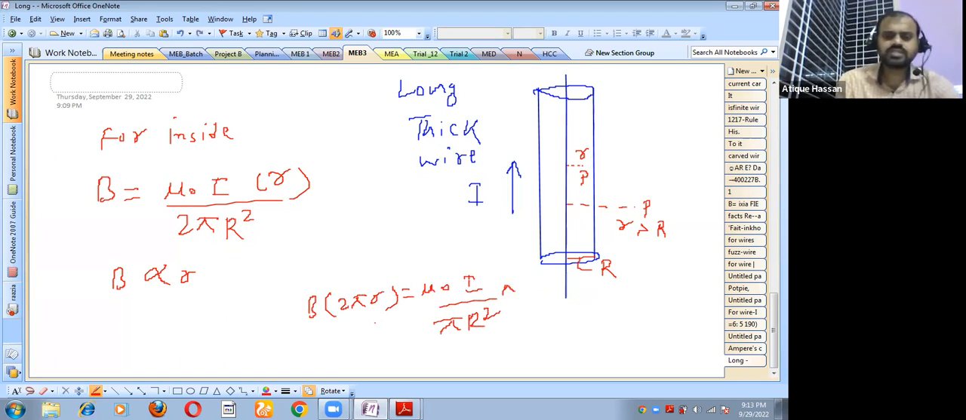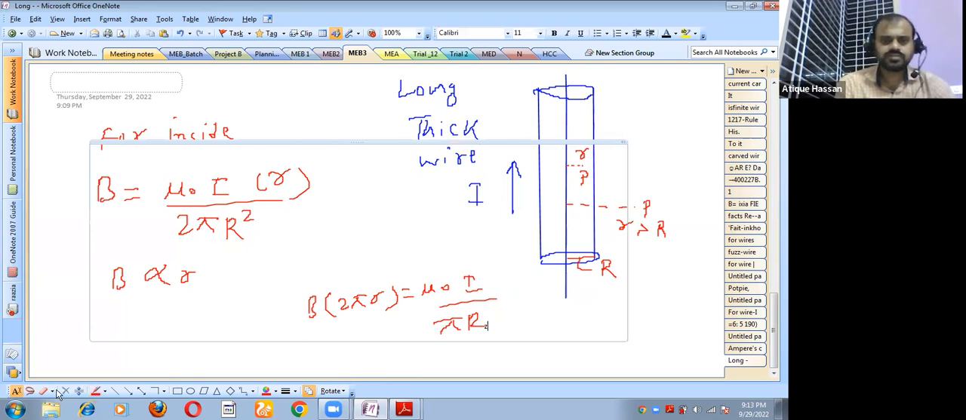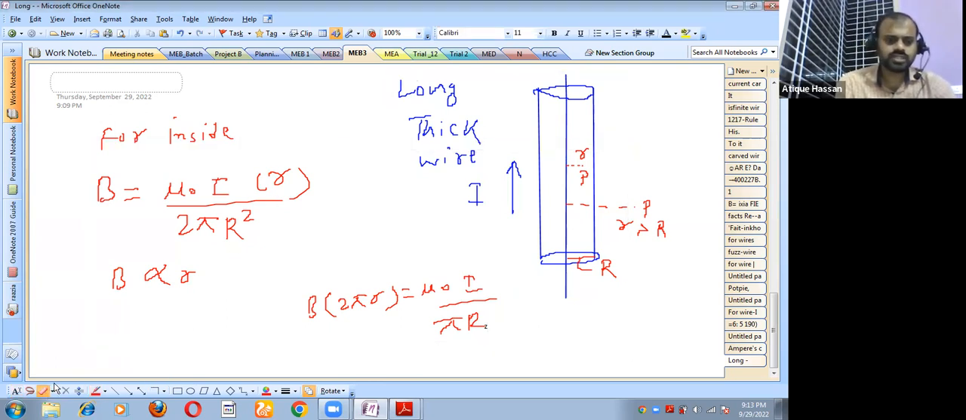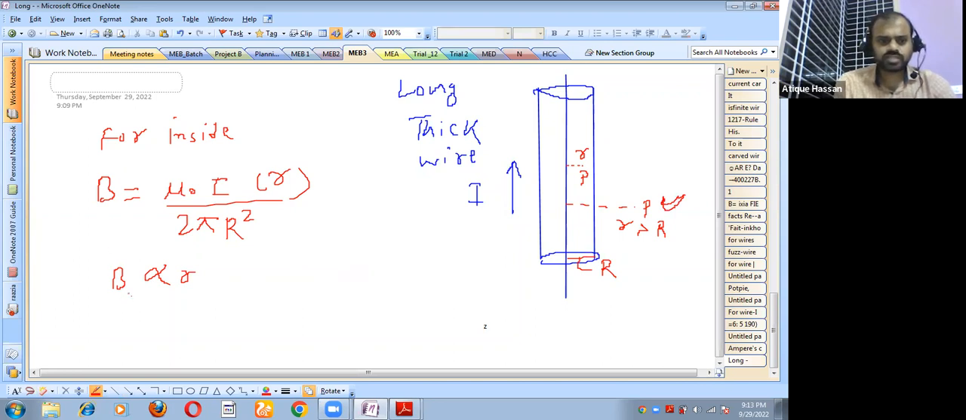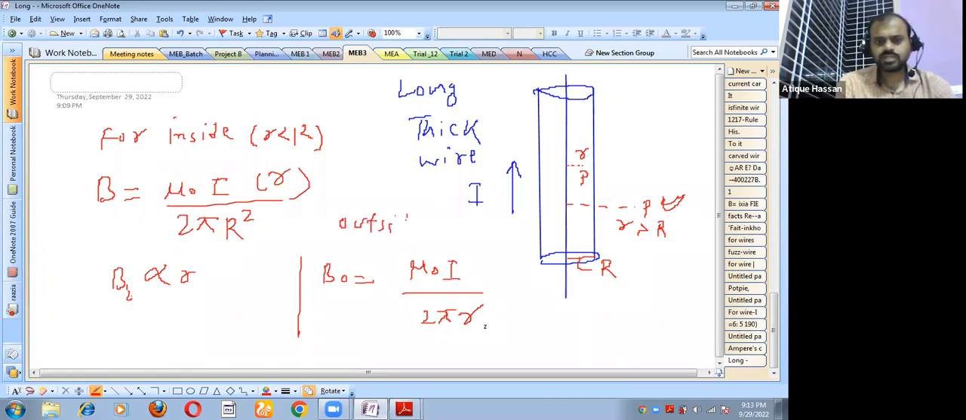Right, so inside a thick wire, the magnetic field becomes proportional to r. And if you see for an outside point P, if you want to find the magnetic field here, this is for inside, and for outside it remains the same, mu naught I by 2 pi r. So for an inside point r is less than R, and for an outside point r is greater than R and the magnetic field is this.